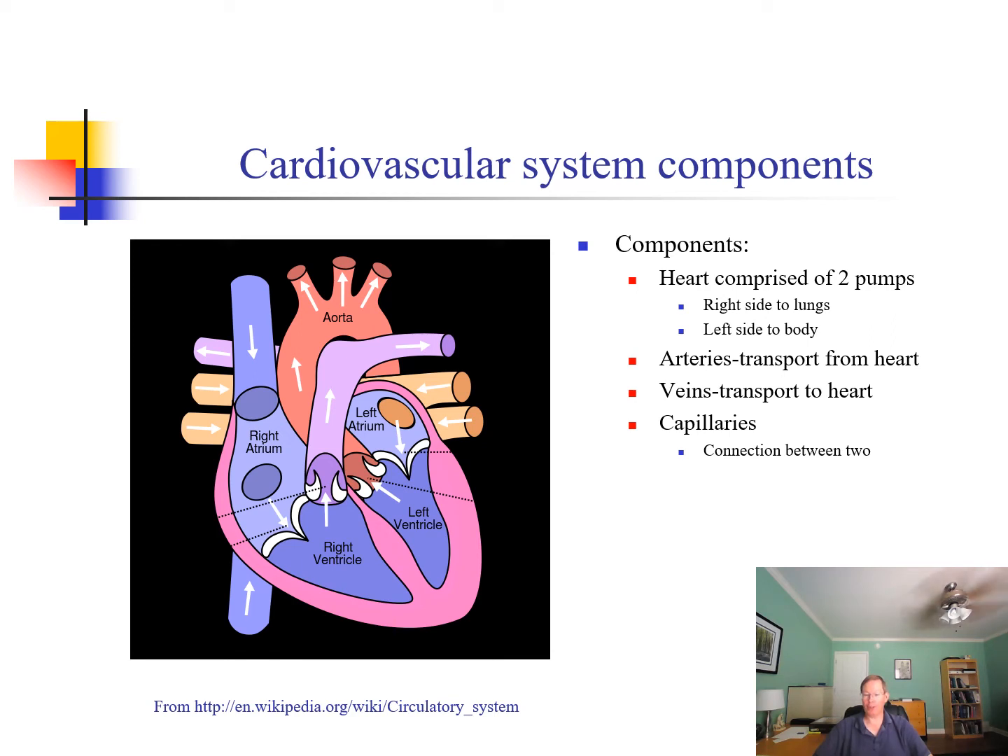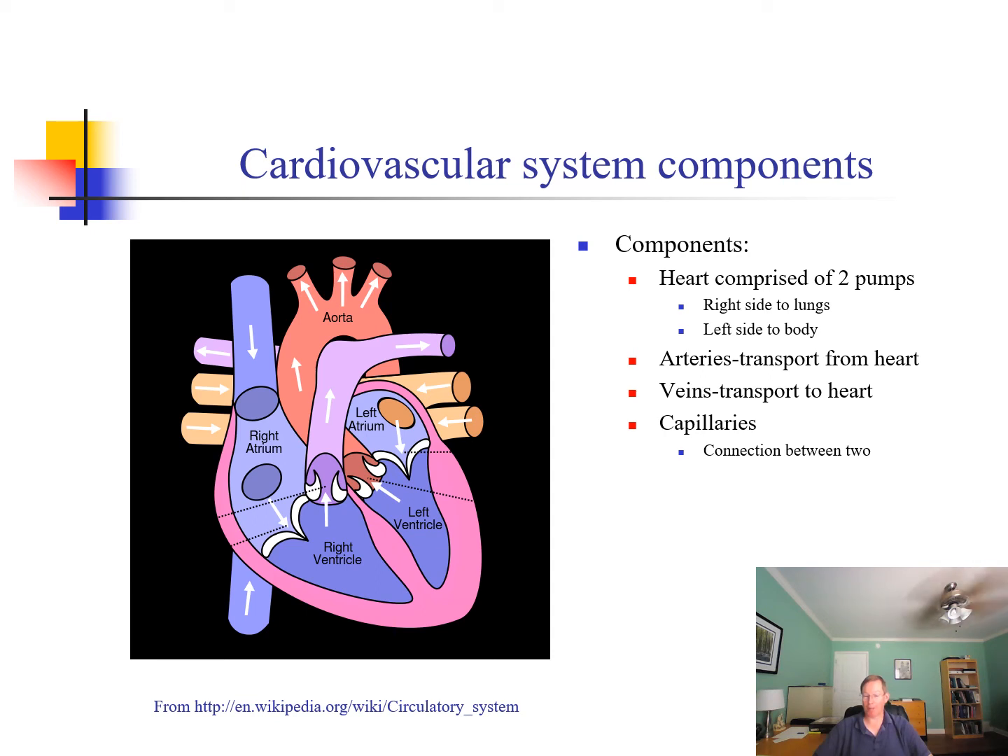Now, arteries are the blood vessels that transport blood from the heart. It may or may not be oxygenated. Do not learn it that way. Arteries transport blood from the heart. Veins transport blood back to the heart. And the capillaries are the connections between these two. So I have my pump system, and I have to give some names.